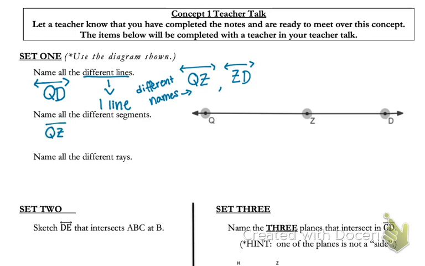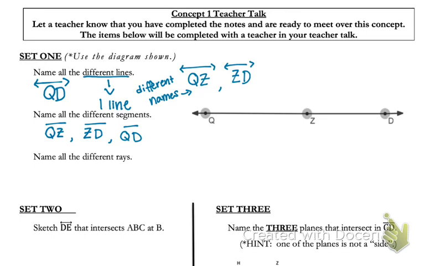Pay attention to the difference in our notation. We still have 2 letters, but now we just have a little segment with no arrows. The other segment would be segment ZD, and our final segment is segment QD. You do need all 3 here because we have 3 segments on this line. Again, you can switch the order on the names for these. So segment ZQ is the same as segment QZ.